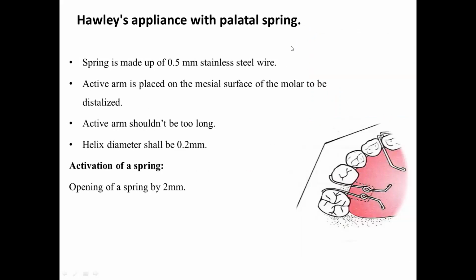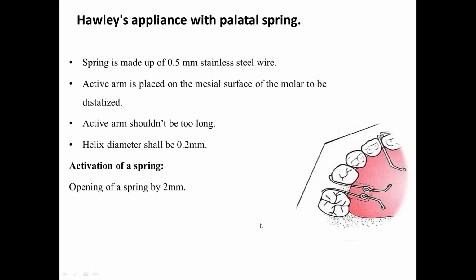Another appliance is called the Hollis appliance with the palatal spring. It is the same Hollis appliance with the spring as we discussed before. The purpose of explaining it over here is that we are giving the appliance or a spring on the palatal side. So that's why we are calling it a Hollis appliance with a palatal spring. The activation of this appliance is the same as we discussed before, the Hollis appliance with the spring.